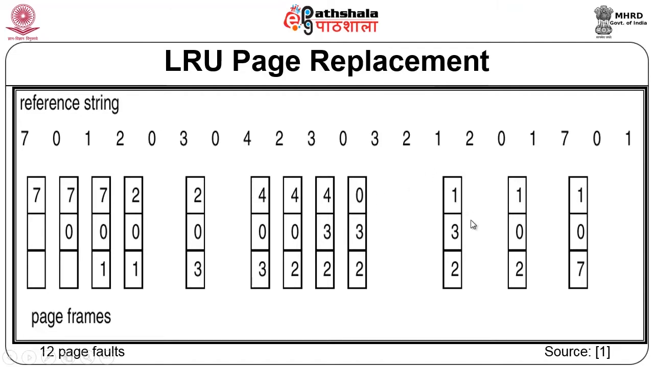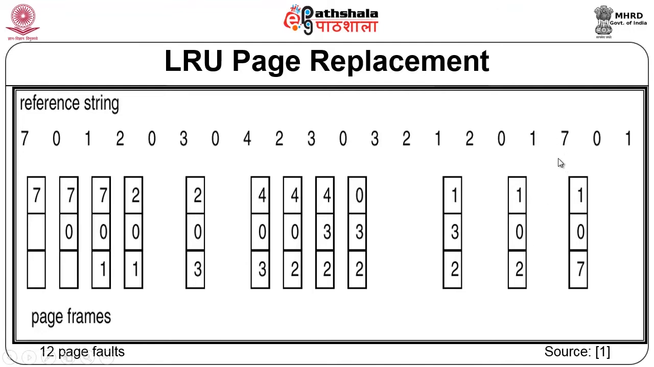And then a reference to 2, it is a hit. Then a reference to 0, not in memory, there is no free frame. Hence, you need to choose one that was not recently used. So, 2 was used, 1 was used and only before that 3 was used, and hence 3 is removed and 0 is brought inside. And a reference to 1, it is a hit.